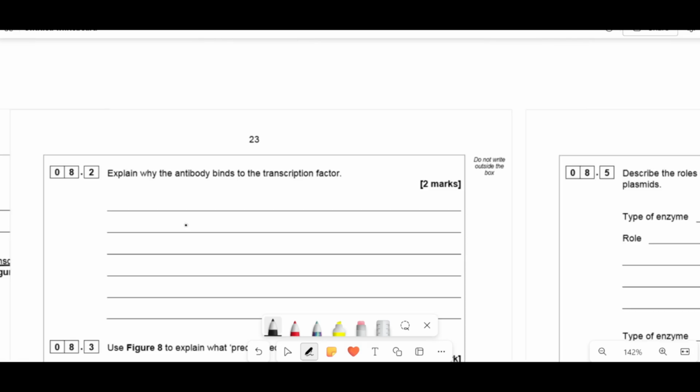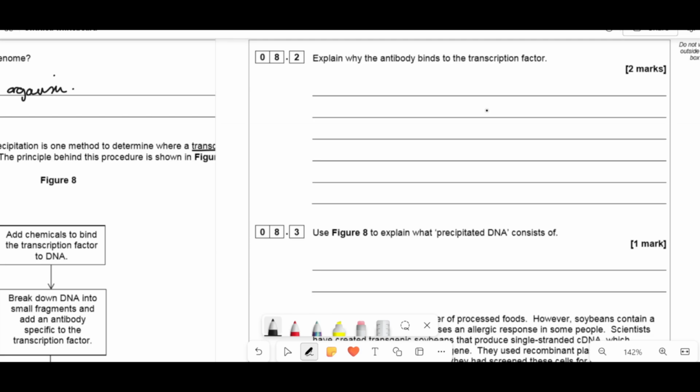Fine. So then it says here, explain why the antibody binds to the transcription factor. The only reason an antibody would bind to anything is that it's complementary to whatever it is. There's no active site, so please stop saying active site. If I see that, I'm going to kill you.